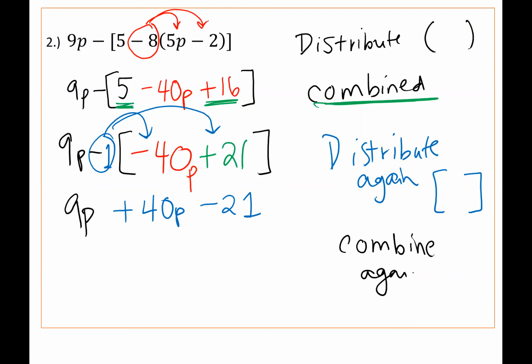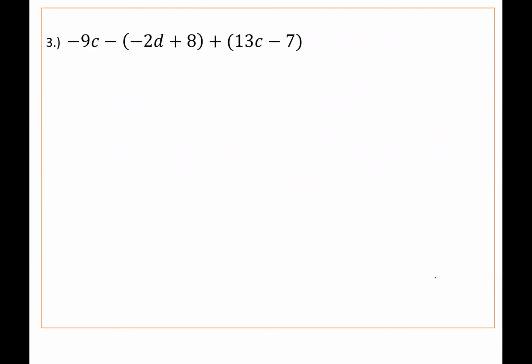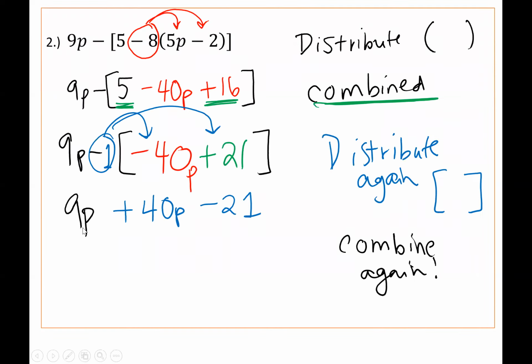Meaning it's another round of combining like terms. So what are the like terms? Well, I have 9p plus 40p minus 21. So it's the 9p plus 40p that we can now combine together. 9 plus 40 is 49. So finally, I'm ready for my final answer, 49p minus 21.